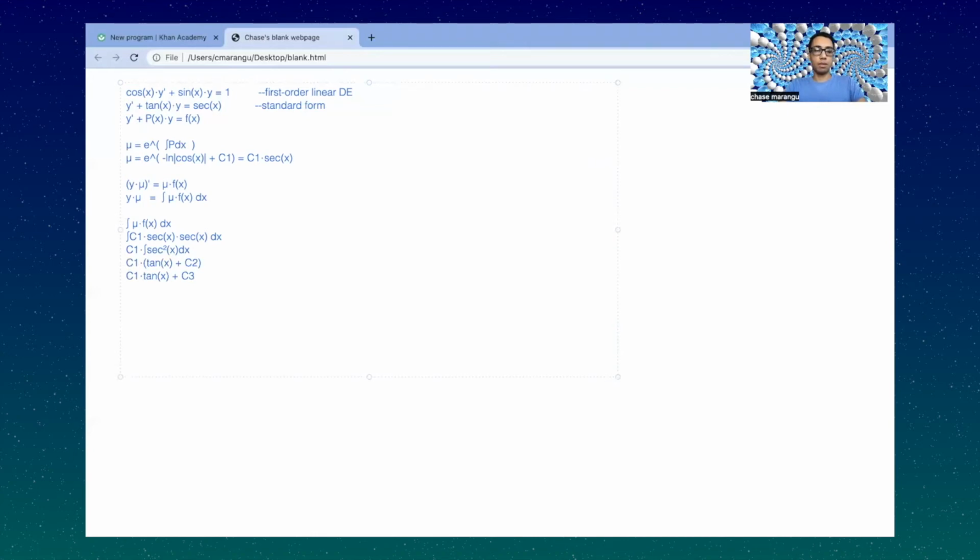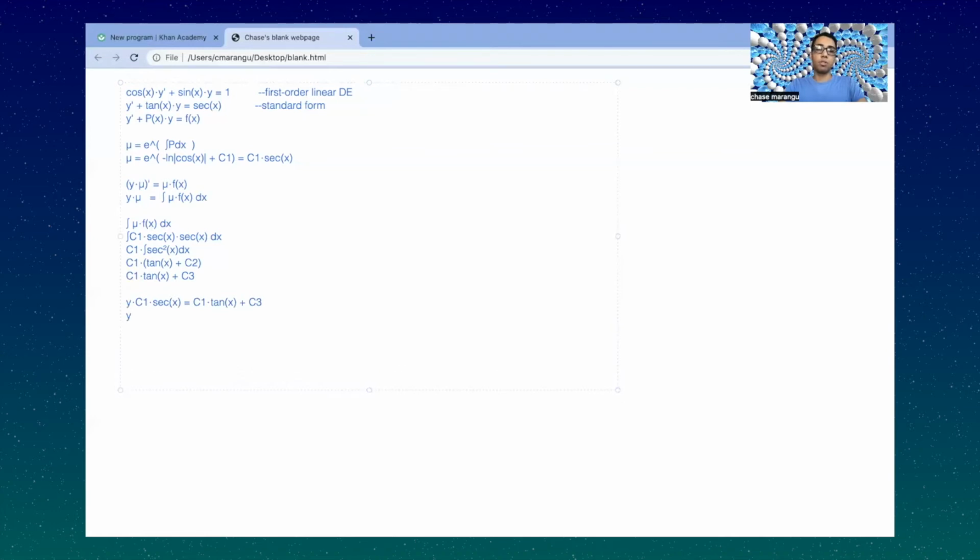So now the last step to do is to solve the differential equation. So y times mu, which is y times c1 times secant of x, equals c1 times tangent of x plus c3.